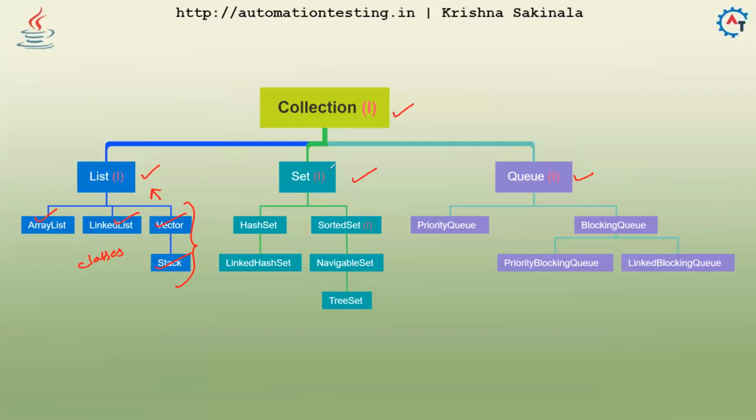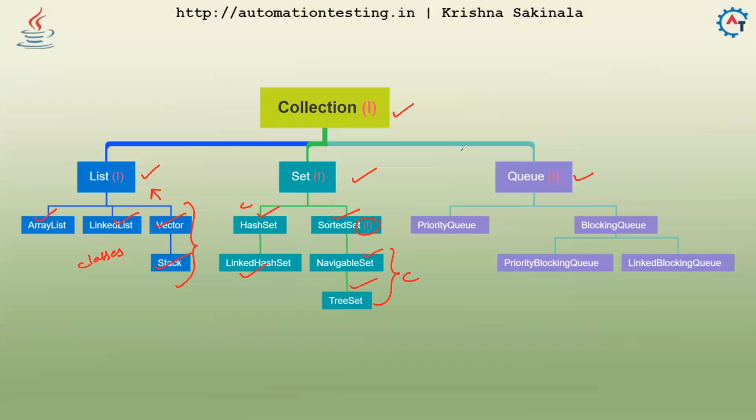Coming to the Set, you have two children, one is a class, one is an interface: HashSet and SortedSet. SortedSet, again, is an interface. Under that, you have two more classes, NavigableSet and TreeSet, which implement this SortedSet. LinkedHashSet is a child class of the HashSet class.